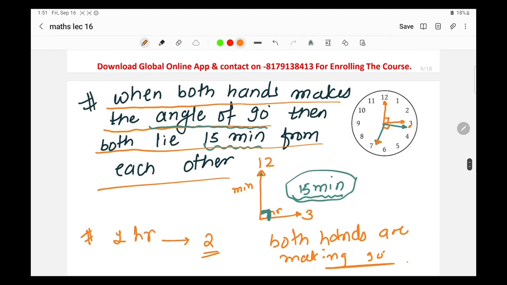So in today's lecture we have just seen the facts regarding the clock, and in next lecture we will discuss all the questions that can be asked in the clock portion regarding the reasoning portion.